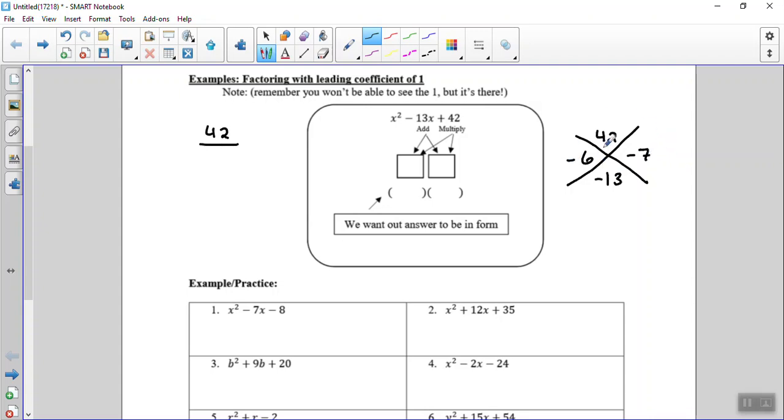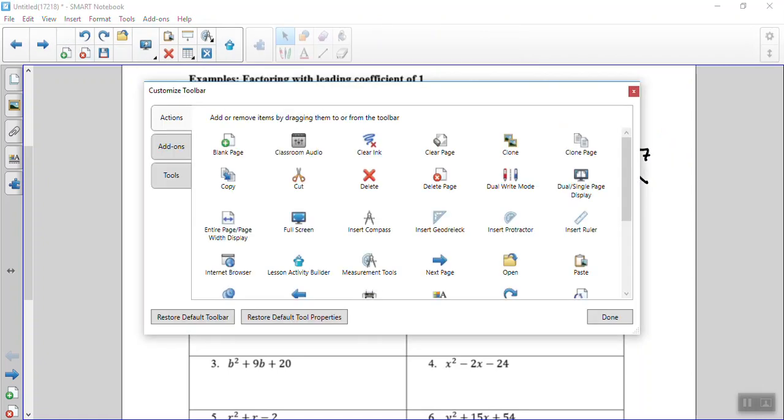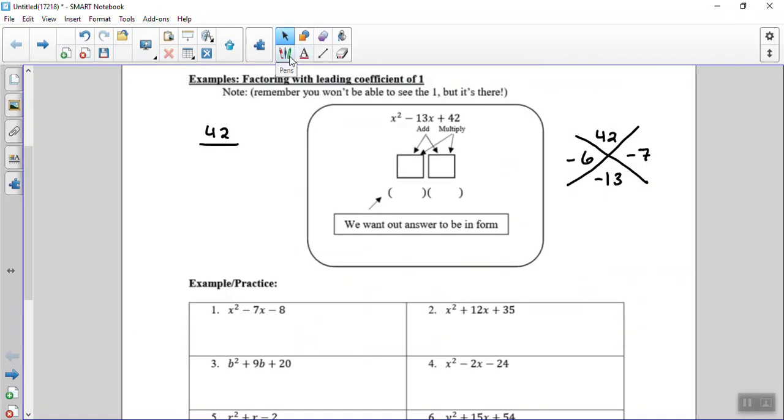Trying to find these two numbers is the hardest part about factoring, but you can always use your calculator to find it. And then what am I going to do with these two numbers? Negative 6 and negative 7. This is how I write my factor. You're going to do x minus 6, and then x minus 7, and that's it. Those are my two numbers, and that's how you factor it.